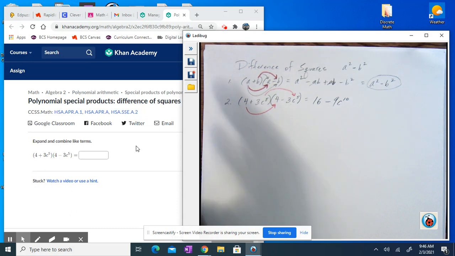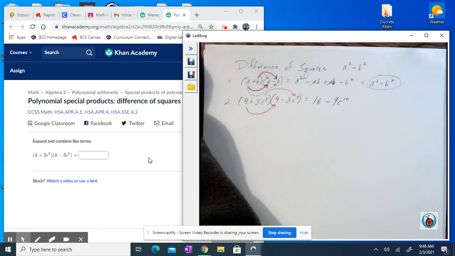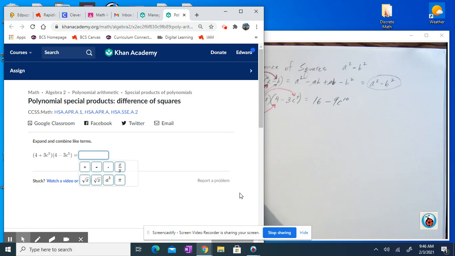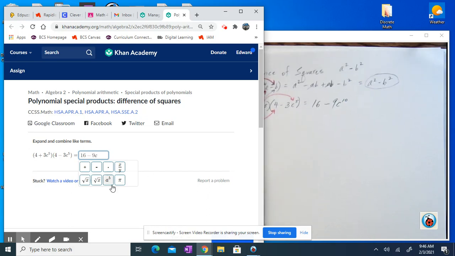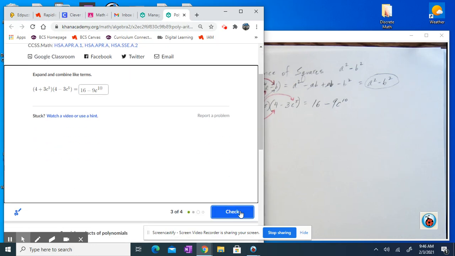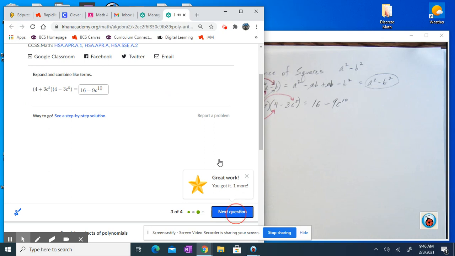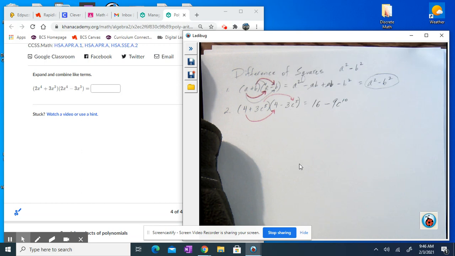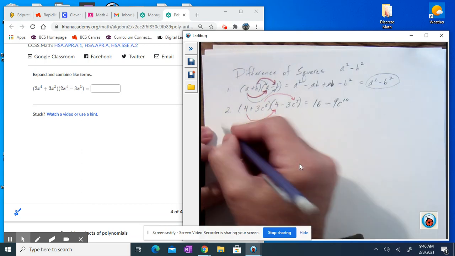So I can take that shortcut to get the answer if I recognize that this is a difference of squares. So let's see, 16 take away 9c raised to the 10th power. There we go. These are all the same, so I'll just do one more.